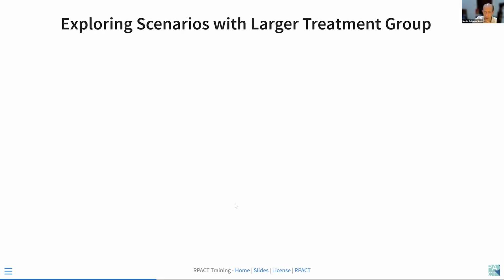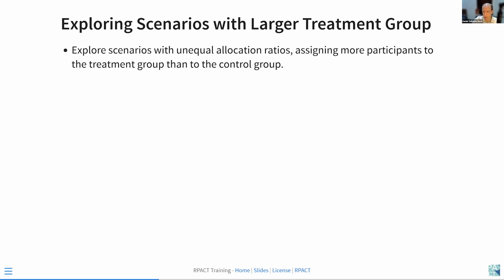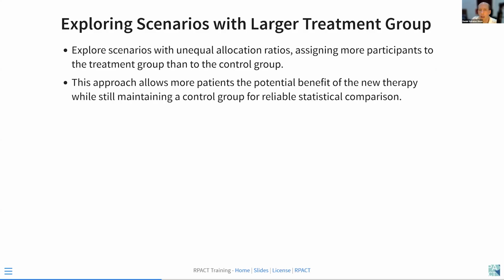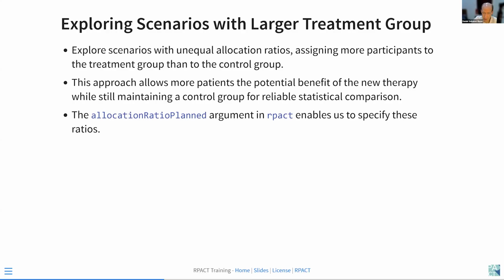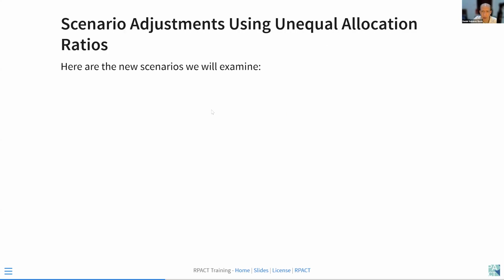So then we might say, okay, clinical team often likes to have a larger treatment group to make the trial more attractive for patients. So we want to explore those scenarios as well, assigning more patients to the treatment group than to the control group. This would allow more patients the potential benefit of the new therapy while still maintaining a control group for, of course, reliable statistical comparisons. We still have a nice randomized trial. And how do we do this in rpact? Very easy. There's an allocation ratio planned argument. So we can specify this ratio.